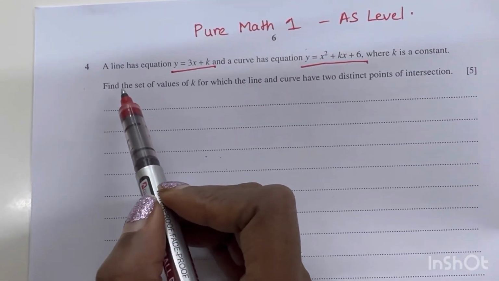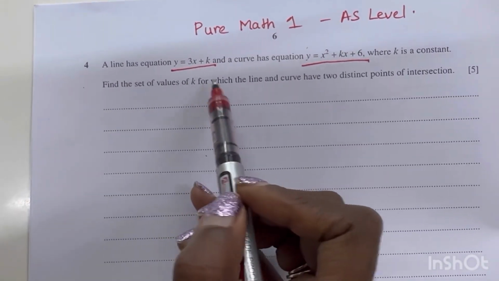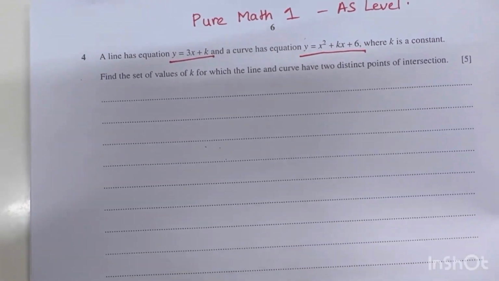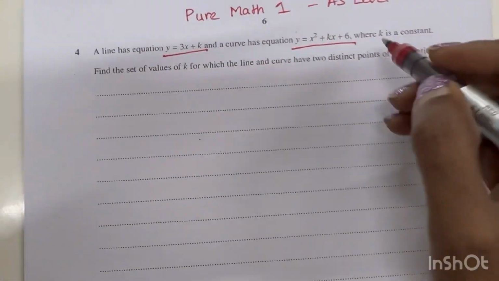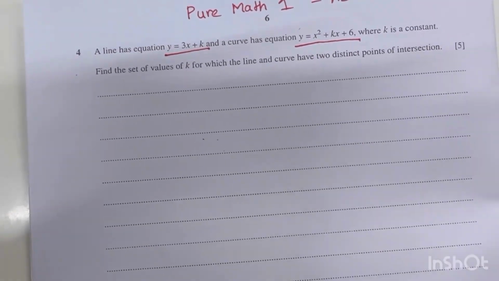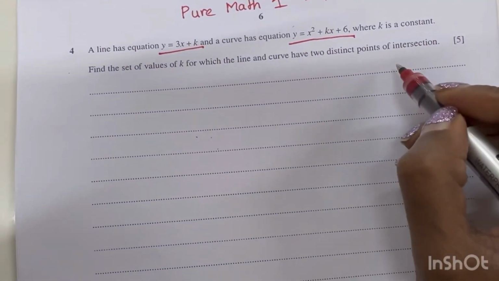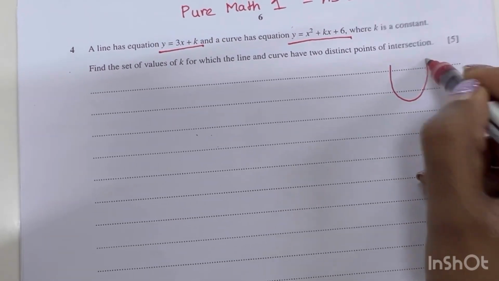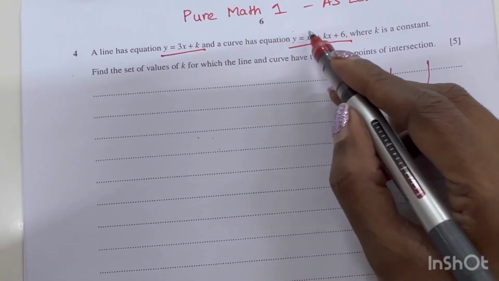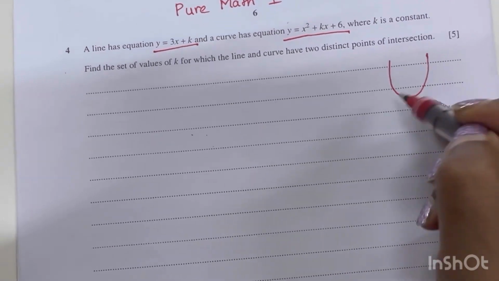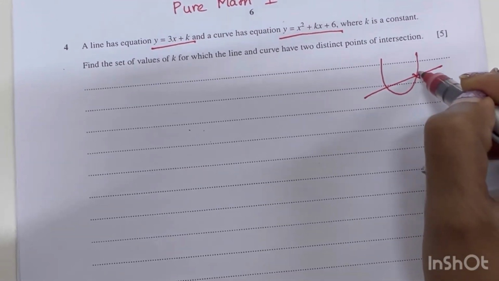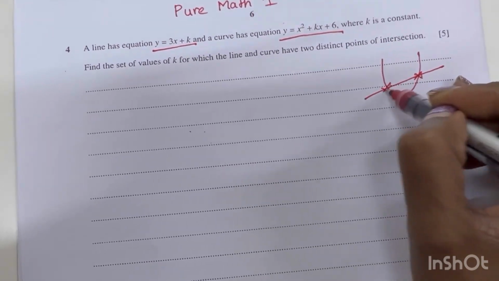Okay, and the question is clearly telling you: find the set of values of k for which the line and the curve have two distinct points of intersection. That means the question is telling you that there is an equation of a line, and then there is a curve, a quadratic curve, because I got to know that from this equation, and the line is intersecting this curve in such a way that it gives you two distinct intersection points.